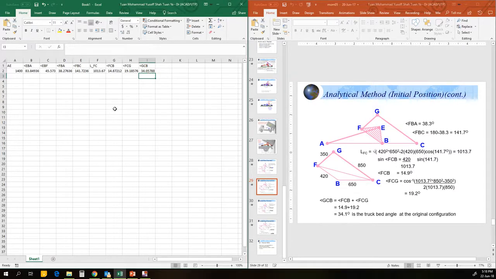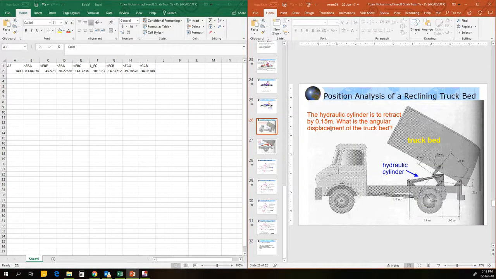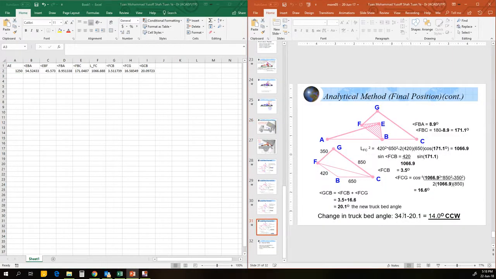Now that we have this, we can change the value that we like. For example, if you're supposed to shorten it by 0.15 meter, it will change to 1250. Everything will be updated and you get 20.1. So let's check again at this part. Yes, 20.1. It's very easy, except that you must be right when entering the formulas.